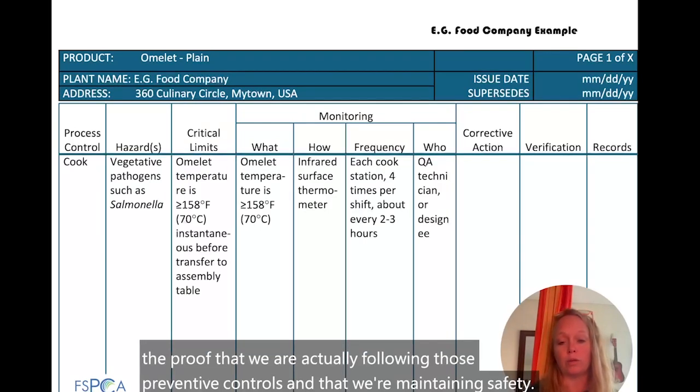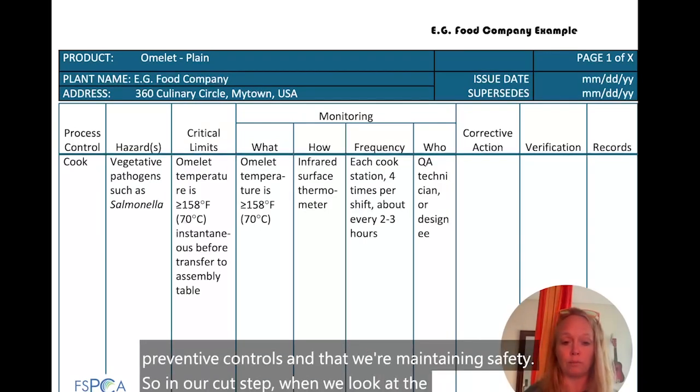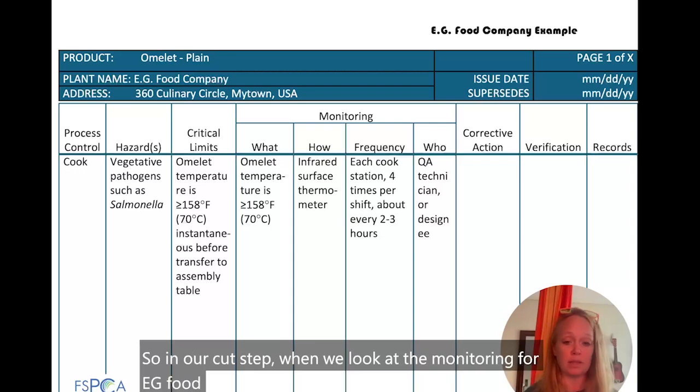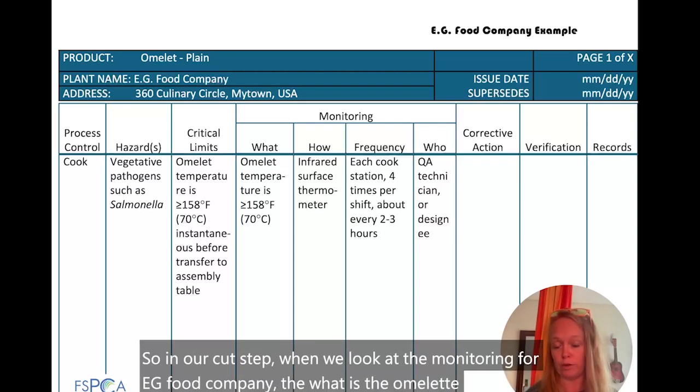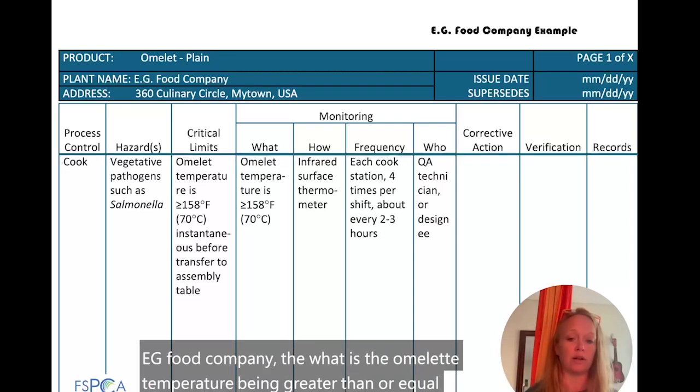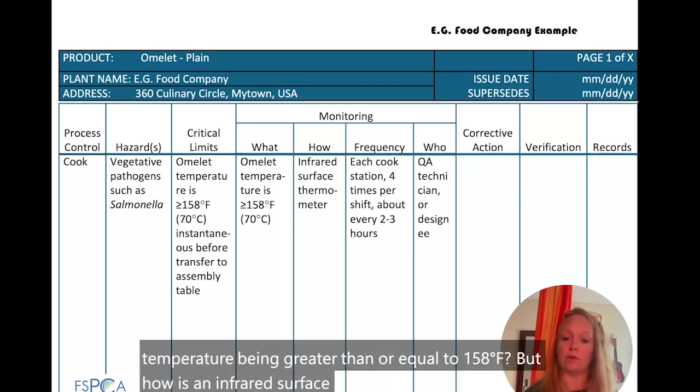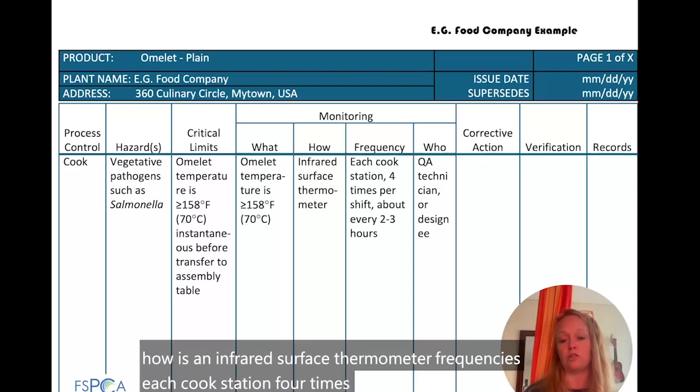So in our cook step, when we look at the monitoring for EG Food Company, the what is the omelet temperature being greater than or equal to 158 degrees Fahrenheit. The how is an infrared surface thermometer. Frequency is each cook station 4 times per shift, about every 2 to 3 hours.